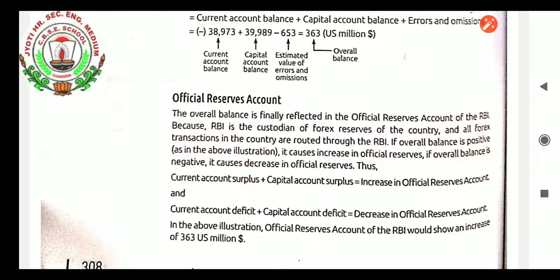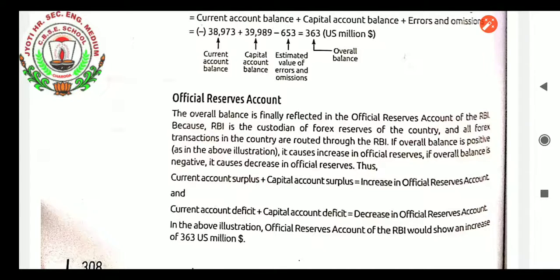The overall balance is finally reflected in the official reserve account of the Reserve Bank of India, because the Reserve Bank of India is the custodian of foreign exchange. It is the central bank of the country, and it manages all the foreign exchange done from our country to another country. All foreign transactions in the country are routed through the RBI only.